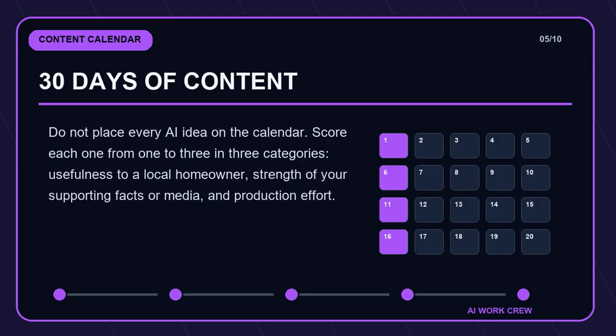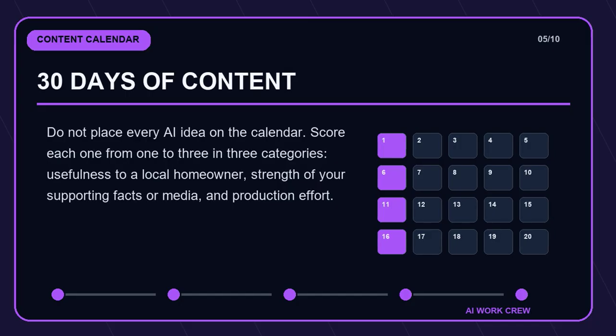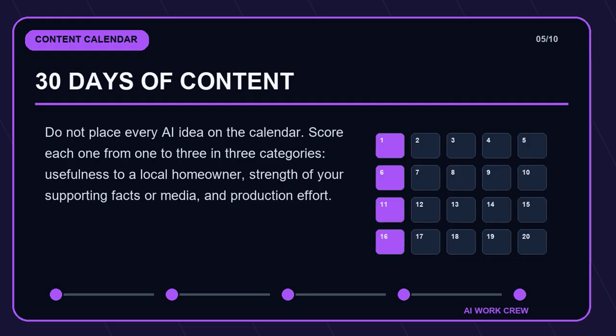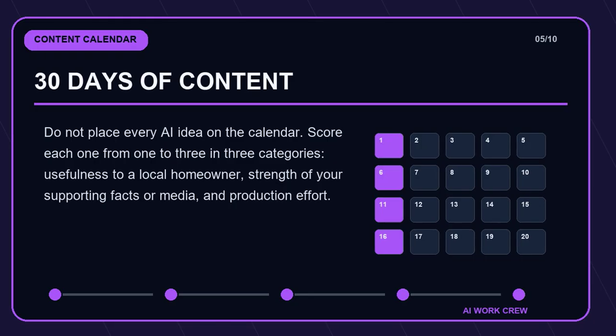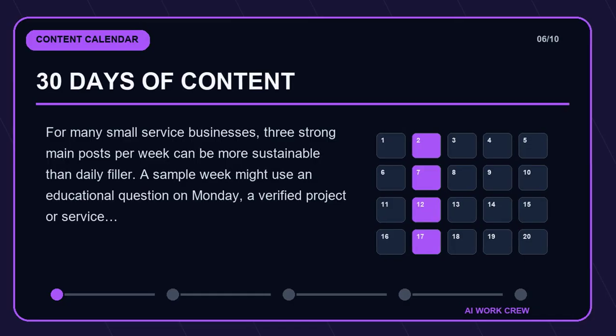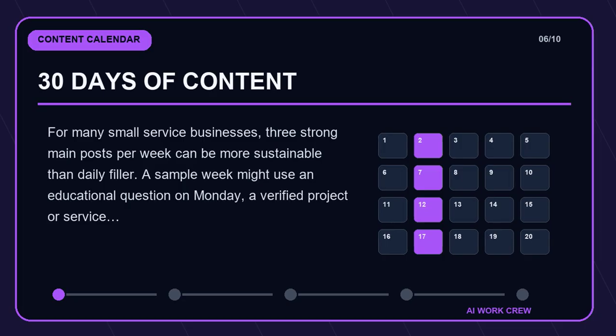A completed project with approved photos may score high on evidence. A common customer question may score high on usefulness and require only a simple graphic. An idea about a trend you cannot verify should not be scheduled at all. This short review turns an oversized AI list into a trustworthy working plan.